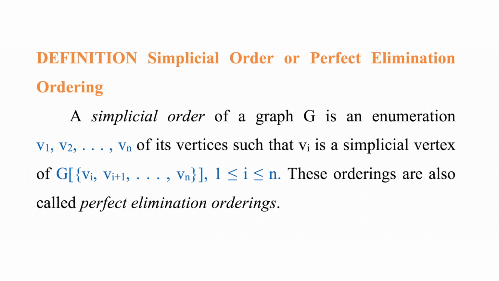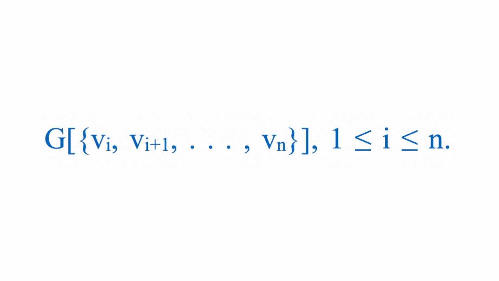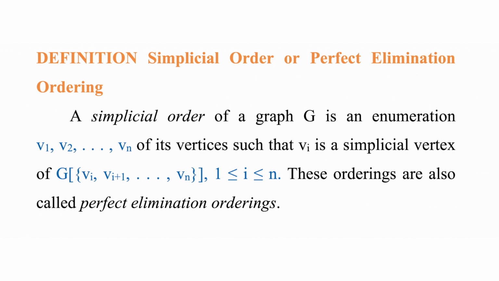Now, let us see the definition of perfect elimination ordering. A simplicial order of a graph G is an enumeration V1, V2, etc. Vn of its vertices such that Vi is a simplicial vertex of G of V1, Vi plus 1, etc. Vn, where i lies between 1 and n. These orderings are also called perfect elimination orderings.